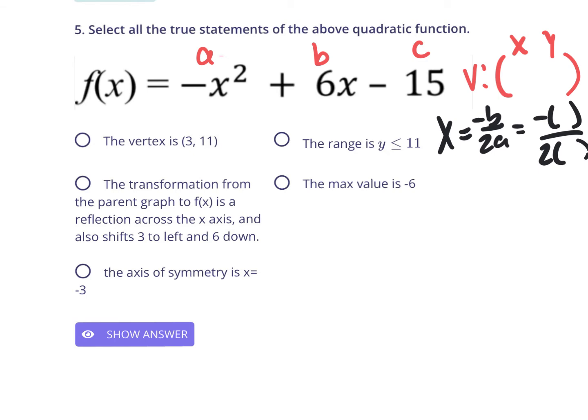Anyways, I'm off on a tangent there. Sorry about that. Let's move back to finding the vertex using the vertex formula. The b value is 6. Put a 6 right there in place of the b. The a value is negative 1. So what do we have here? We have x equaling negative 6 over negative 2, which means x equals positive 3. So we know that the x value is positive 3. We now need the y value.